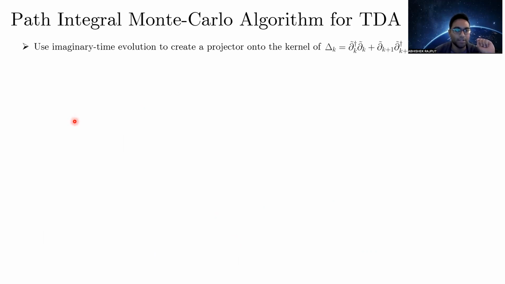So the idea is working with the same exact objects that I discussed in the previous portion of the presentation. The idea is you want to use imaginary time evolution to create a projector onto the kernel of this combinatorial Laplacian.